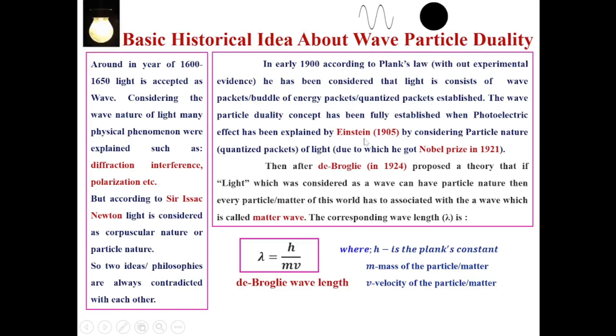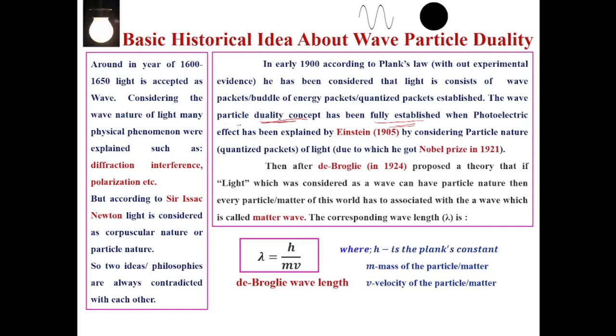The wave particle duality. Now in that era, around early 1900, again the wave particle duality came into the picture with higher contradiction. But this wave particle duality concept was fully established when the photoelectric effect was explained by Einstein in 1905, right? So the wave particle duality concept was fully established, meaning light has both particle nature and wave nature.